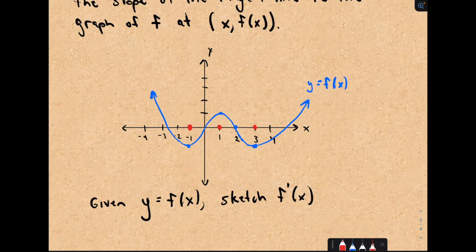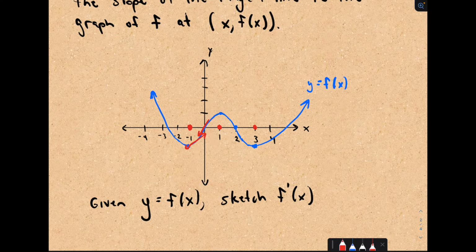Let's look at this little section of the graph between negative 1 and positive 1. Notice our graph of f of x is increasing over that interval. All of the tangent lines through there would have a positive slope. At the origin, it looks like it's the most steep, and then it starts leveling back out again until the top of the graph at x equals 1.